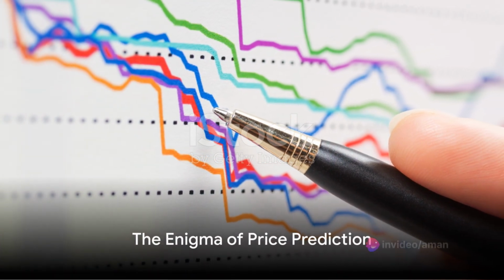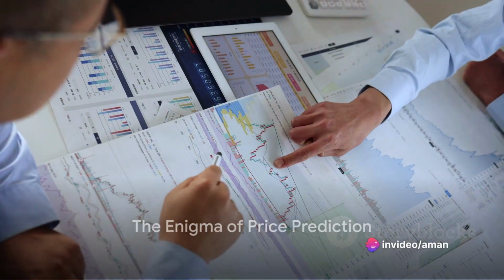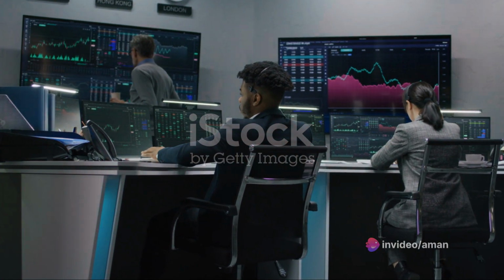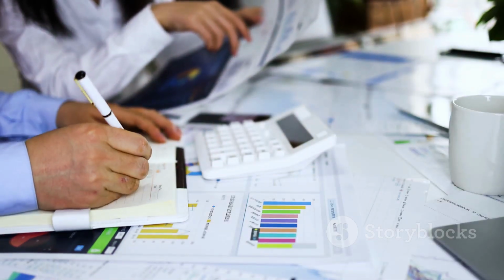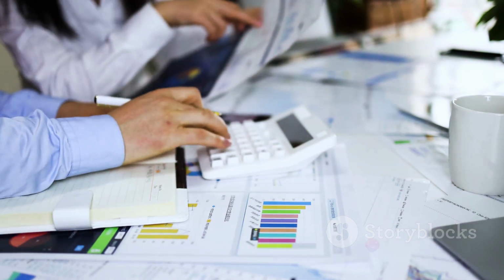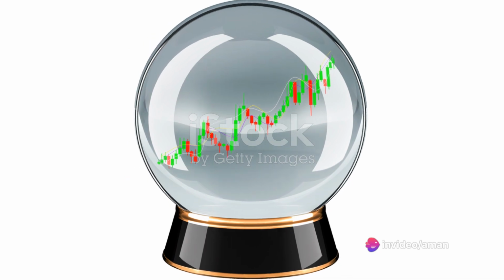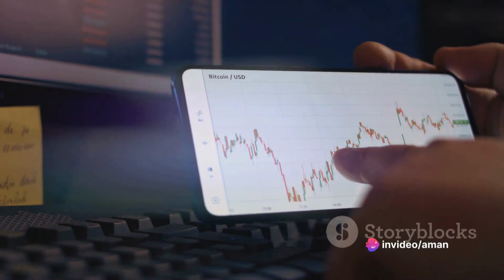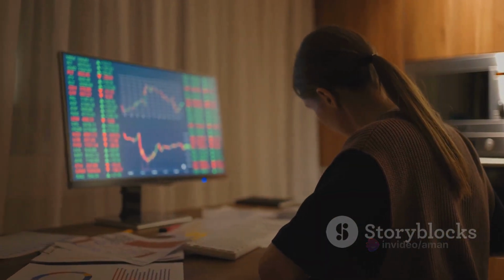Ever wondered how traders predict future price movements? It's not magic, nor is it pure luck. It's a method called technical analysis. This is a financial tool that involves scrutinizing past price and volume data to forecast future movements. Imagine having a crystal ball that, instead of showing hazy images of the future, presents detailed charts and patterns. That's technical analysis for you.